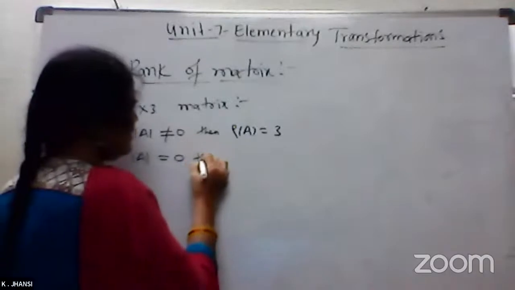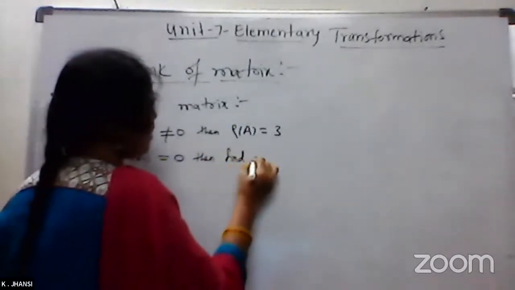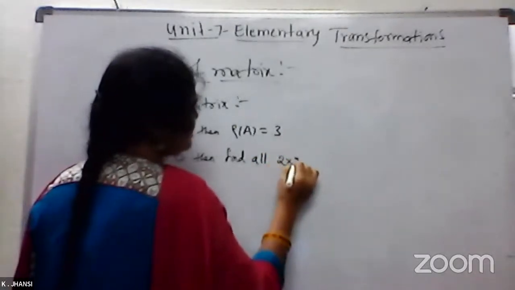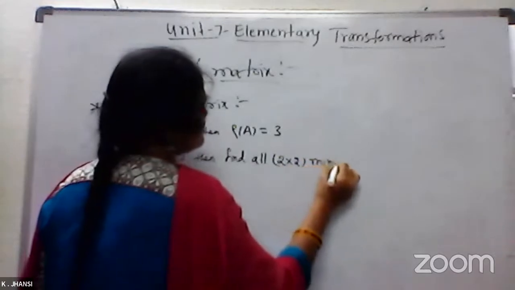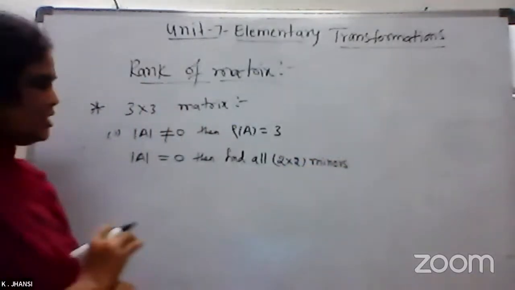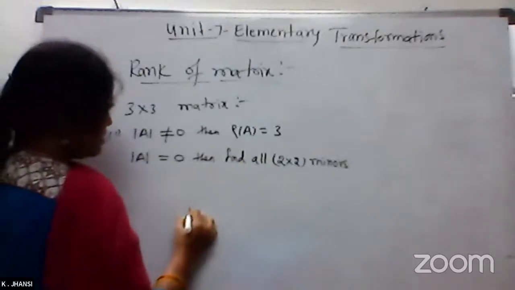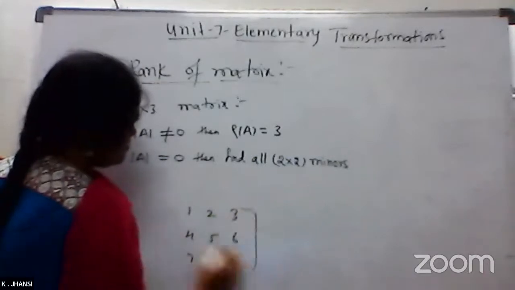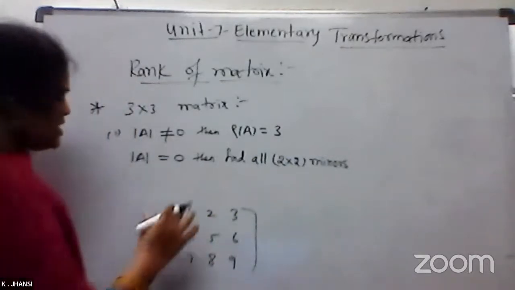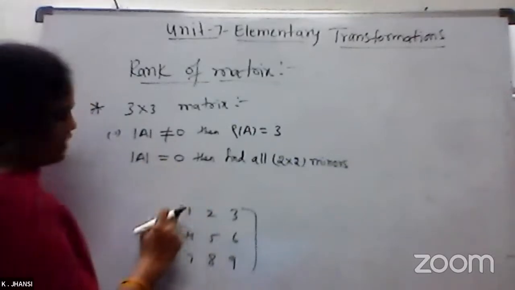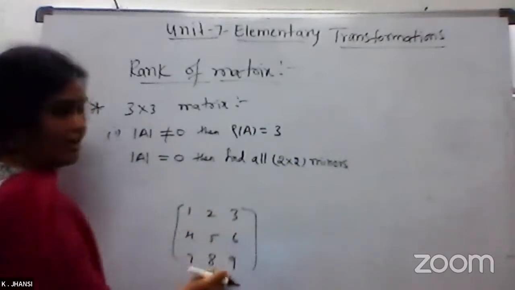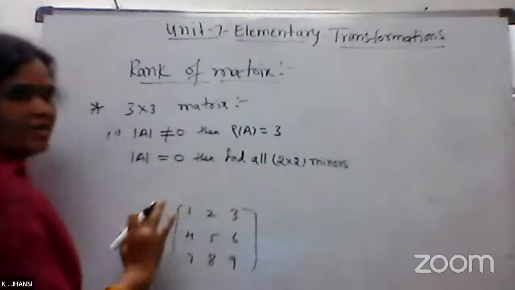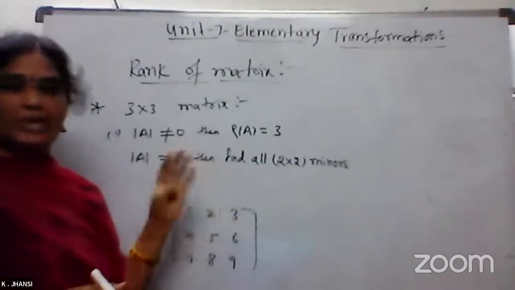then we have to find all minors, that is, all 2 by 2 minors. I hope you know what minors are. If you take a 3 by 3 matrix like this, 1, 2, 3, 4, 5, 6, 7, 8, 9, and take out 2 by 2 matrices, the minors will be of 2 by 2 order, or also 3 by 3 order.